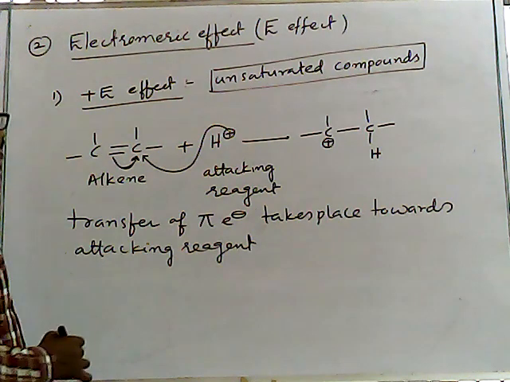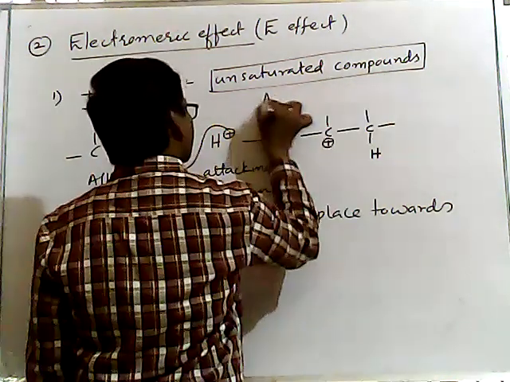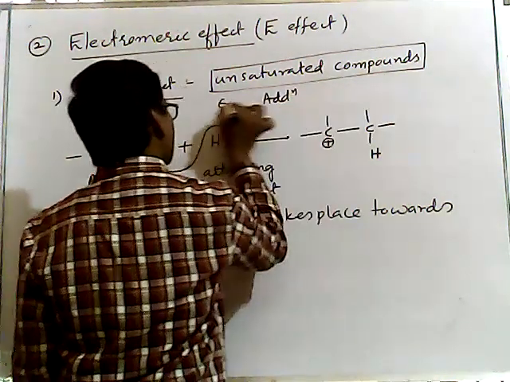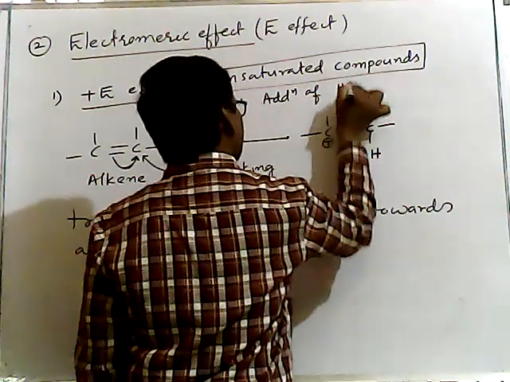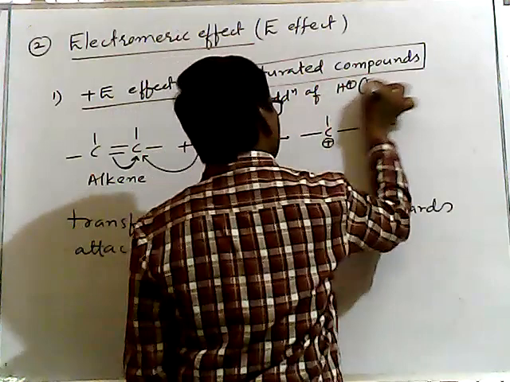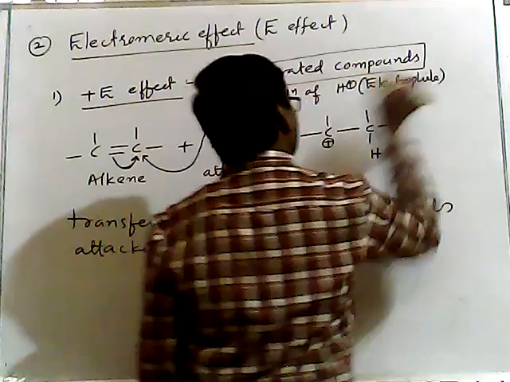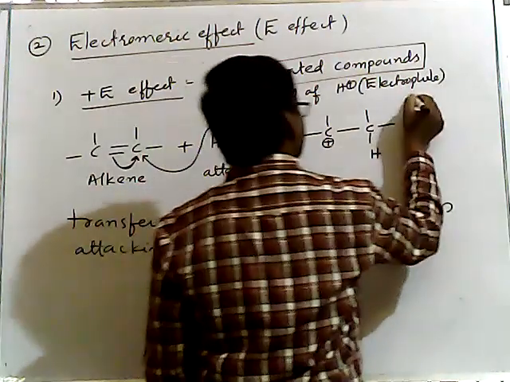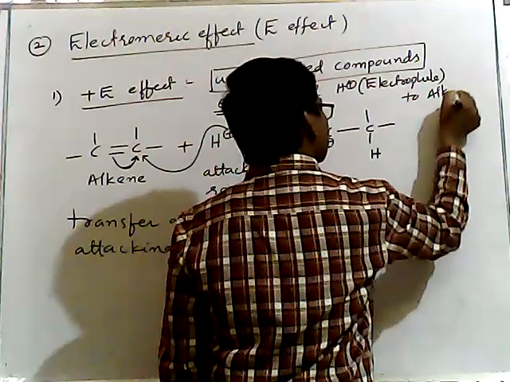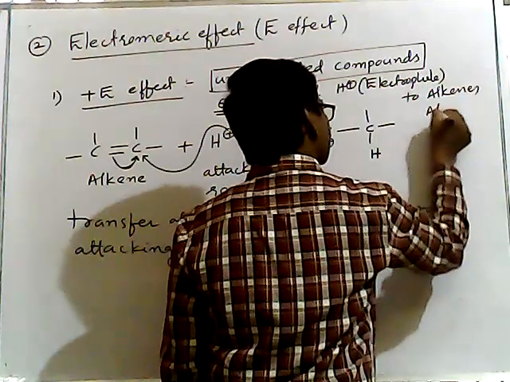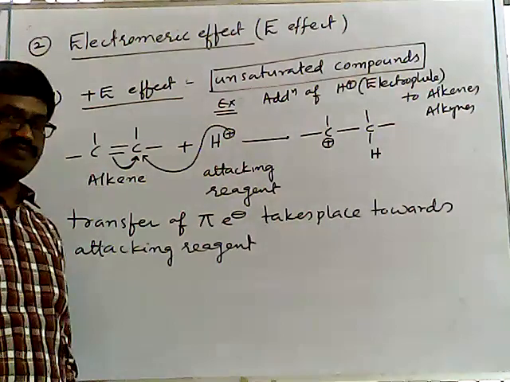And particularly here, unsaturated compounds. If they ask for examples, the common example we can write for the plus E effect is addition of H plus ion, otherwise we can say electrophile. Addition of electrophiles to unsaturated compounds, otherwise alkenes or alkynes. These are the common examples for the plus E effect.